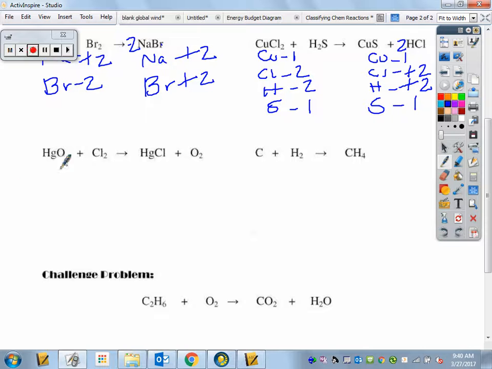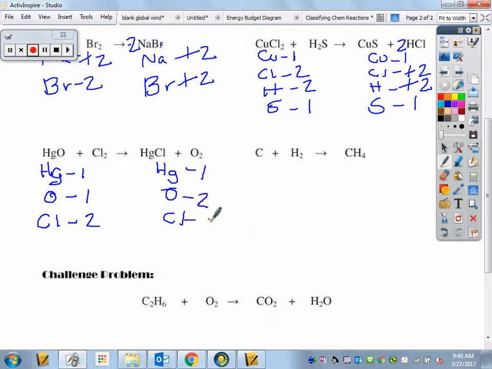Next up, mercury oxide. Sorry, let me get my pen going. So I'm going to list my elements, Hg, oxygen and chlorine. Alright, so over here I have 1 mercury, 1 oxygen, 2 chlorine on my reactant side, 1 mercury, 2 oxygens, 1 chlorine on my product side. So my mercuries are good, my oxygens and my chlorines are not. So let's see, what we could do is, I'm going to go ahead and do my oxygen.